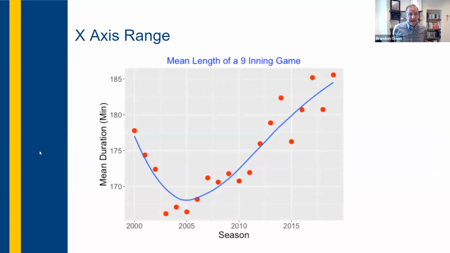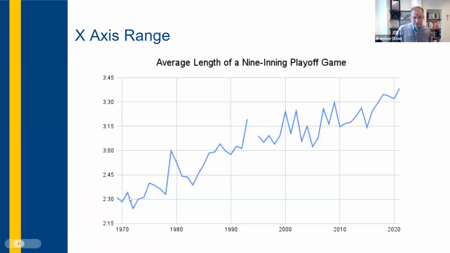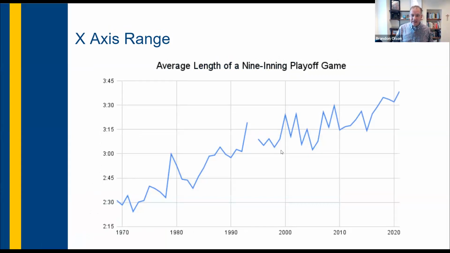Another way is the x-axis range. So here we're taking a look at the length of baseball innings or baseball games, and we can see that there's a dramatic increase from 2005 to 2015. But the thing is, we're only showing a short period of time. If we take a look at this plot, we can see that that was just because there was a valley beforehand. So that dramatic increase is not dramatic, but rather it's an increase over time. So we can misrepresent the data with zooming in on the x-axis as well.